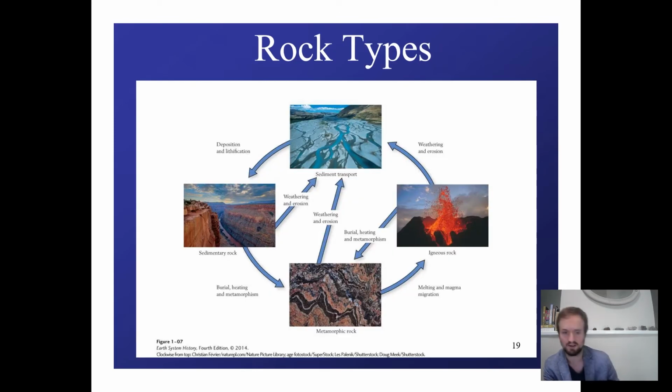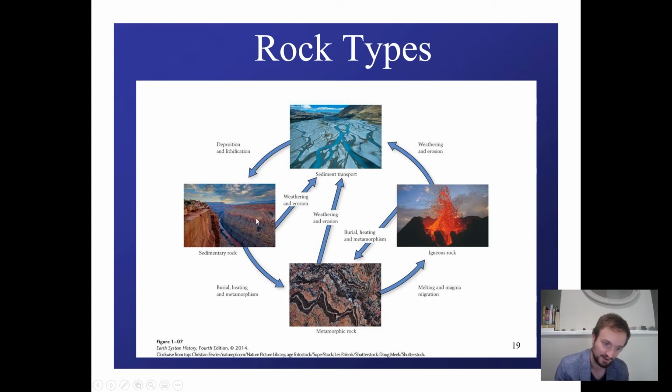Okay, so into the rock cycle. I briefly introduced in the last lecture this rock cycle, that any rock can turn into any other rock at any given point in time, given enough time and the right conditions on the planet. So an igneous rock can cool, and through weathering and erosion can turn into sediment. That sediment can be deposited, and that turns into sedimentary rock.